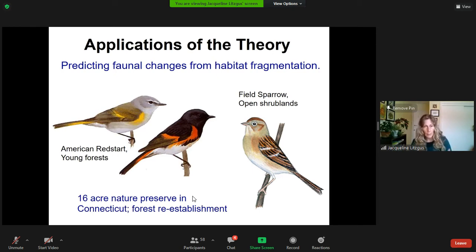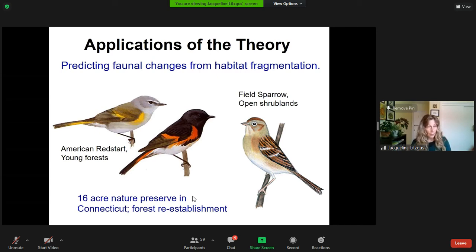So as the forest started to grow back too, like the forest is maturing in this preserve, species like American redstarts that live in young forests, they colonized the area. So redstarts came in and colonized the area when it was young. And then birds like field sparrows, for example, which prefer open shrublands, they became scarce and disappeared. So we have this turnover, right? Because at the start, it was a nature preserve set aside that initially didn't have many trees and such, and then it was left to mature as a forest. So initially field sparrows were there because they like open areas, but then as the trees started to move in, different species came. These guys disappeared, and then these guys moved in because they like young forests, right?